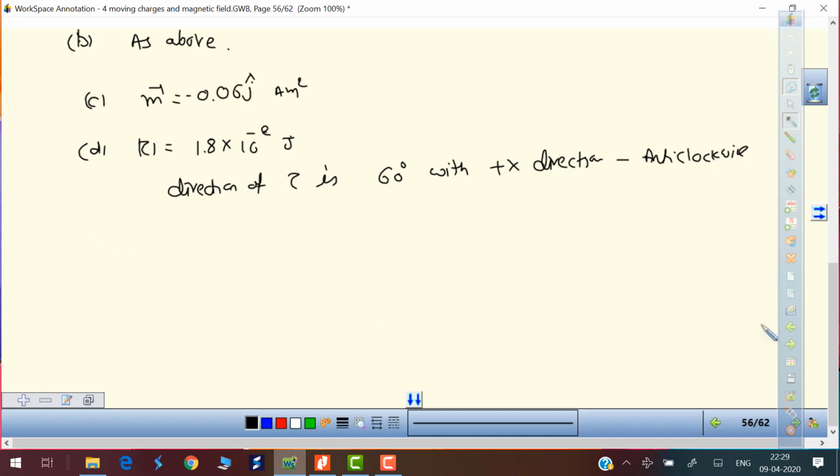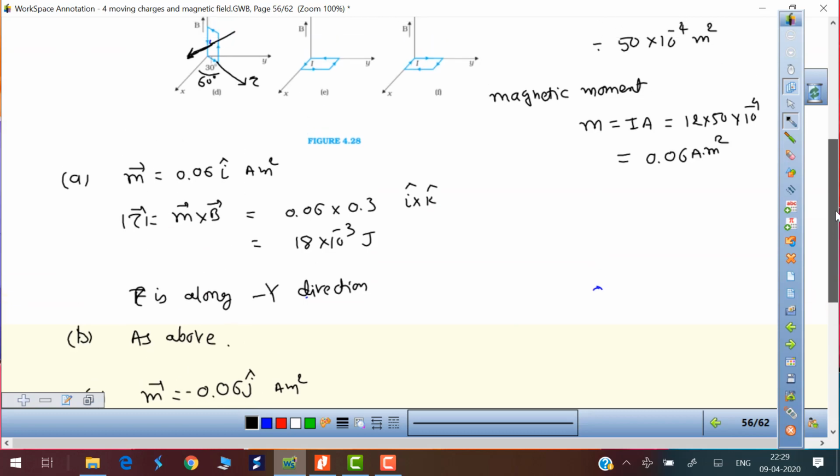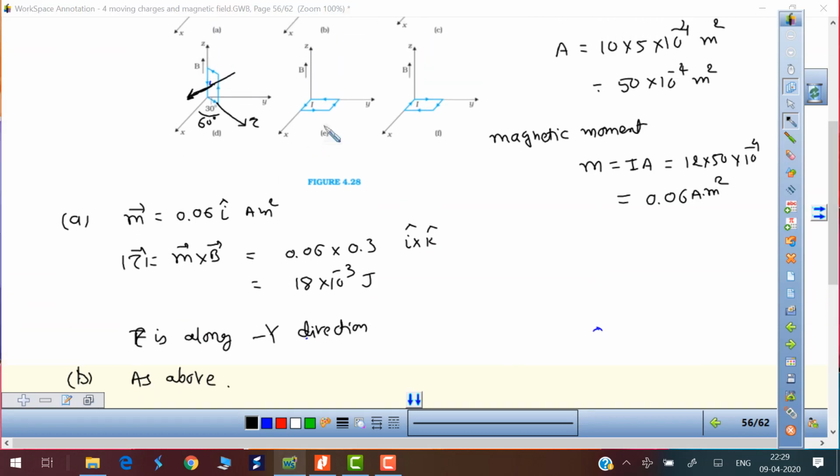Okay, then our case is E. So here the magnetic moment is in the upper direction, so theta is 0, so torque is 0. Here also the magnetic moment is in the downward direction, because as we rotate, the screw is going down toward the minus direction, so theta is 180, so torque is 0.